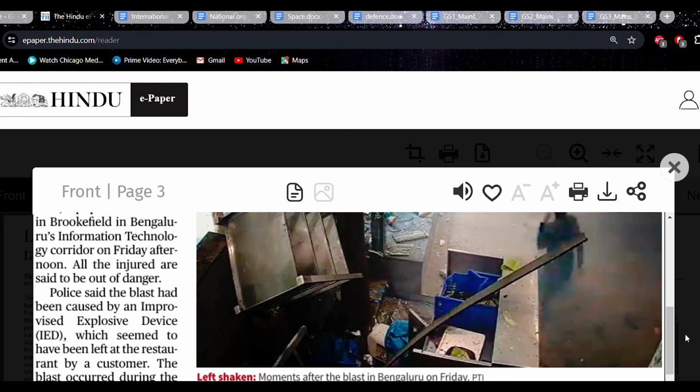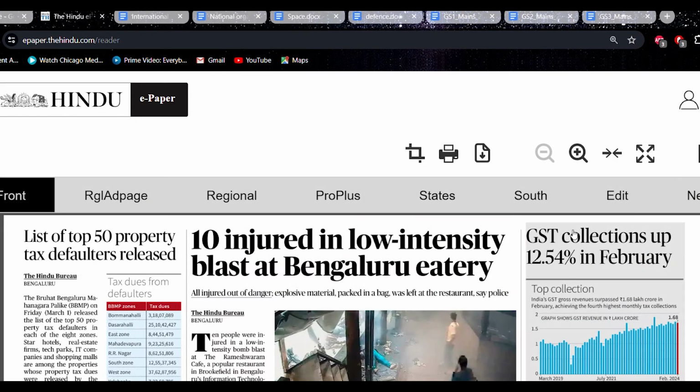Okay, when you read through this, there are words such as improvised explosive device. So you should know what an improvised explosive device is. If you don't know, just Google it. Okay, then read through this news.